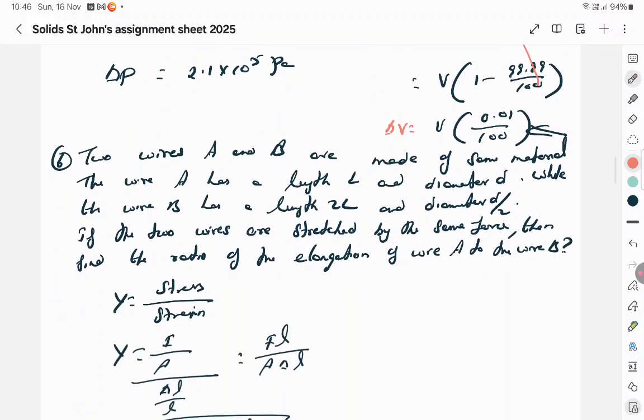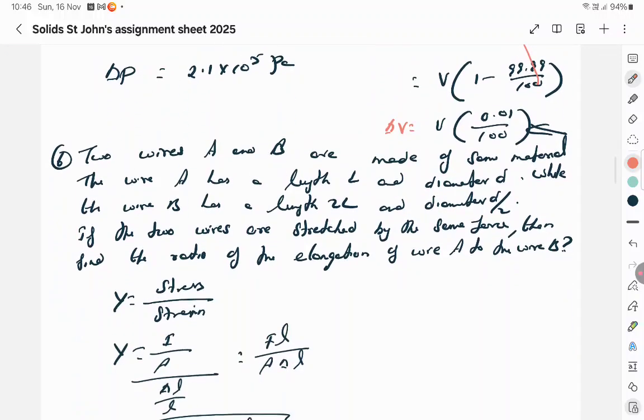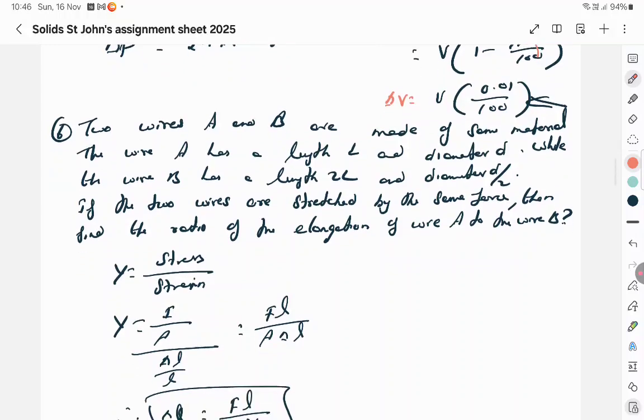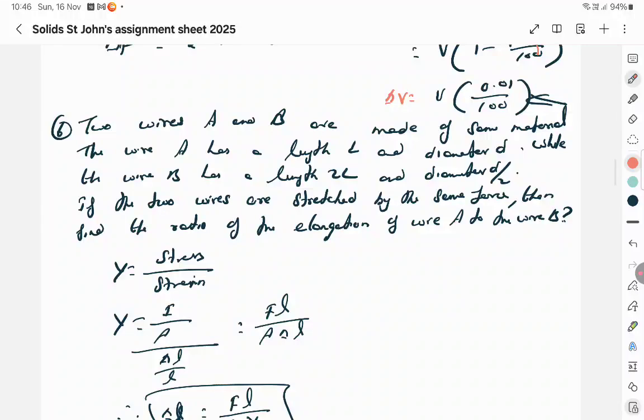So that's the question. Two wires A and B are made up of same material. The wire A has length L and diameter D, while the wire B has 2L and diameter D by 2. If the two wires are stretched by the same force, which means force is the same, okay, find the ratio of the elongation.